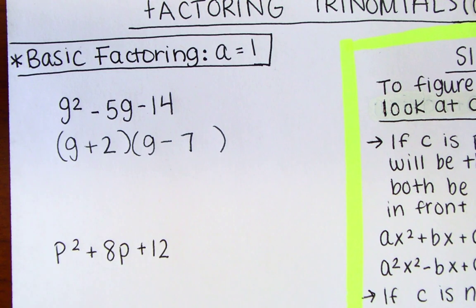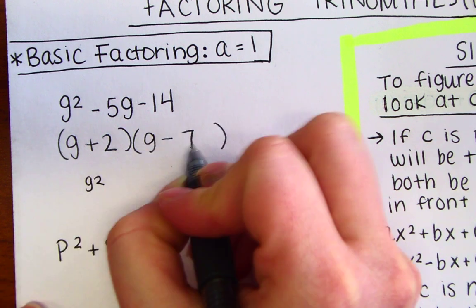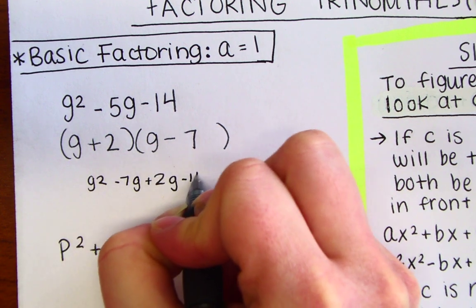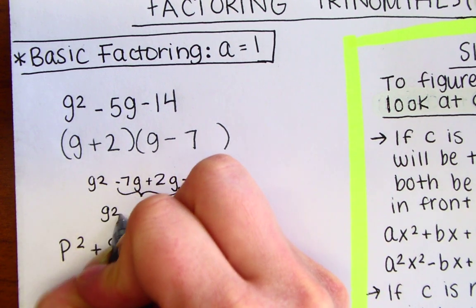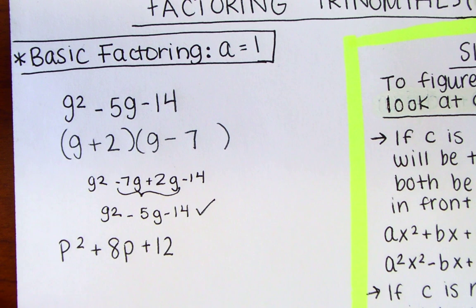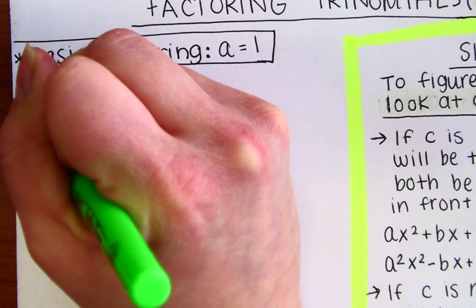If I want to go back and check it, I could FOIL this out, and I would get g squared, negative 7g plus 2g, negative 14. When I combine my two terms in the middle, I'd get g squared minus 5g minus 14. So we end up with what we started with, so we're good. So our factors are going to be g plus 2 and g minus 7.